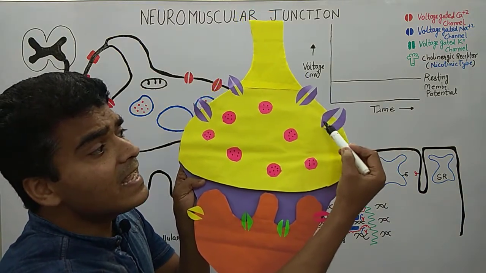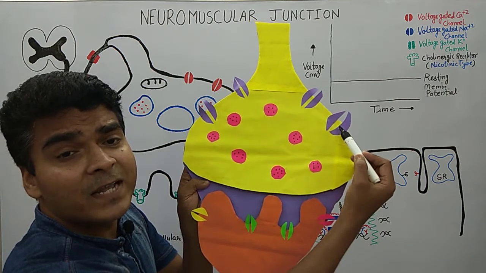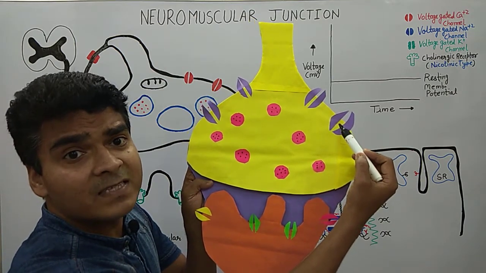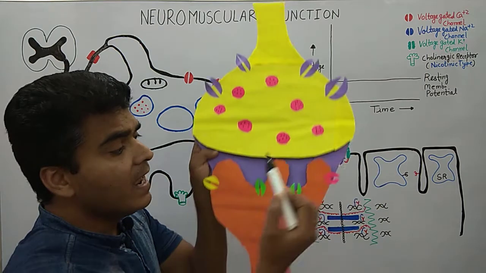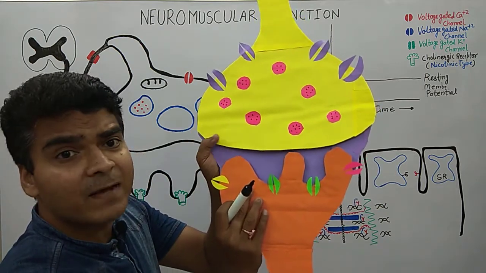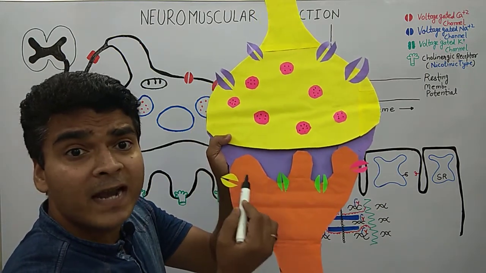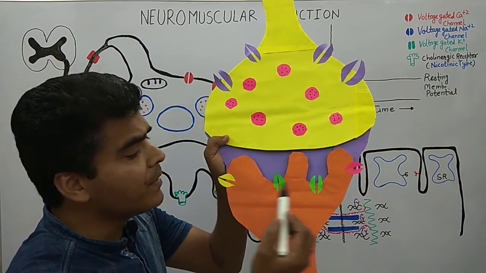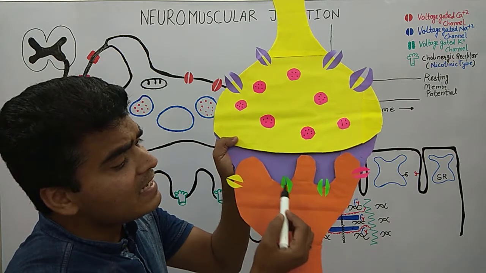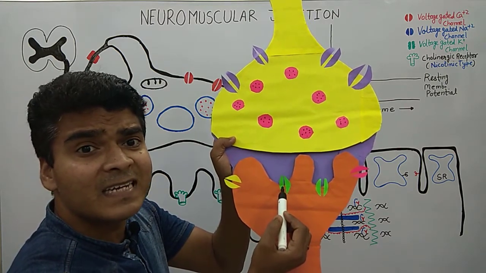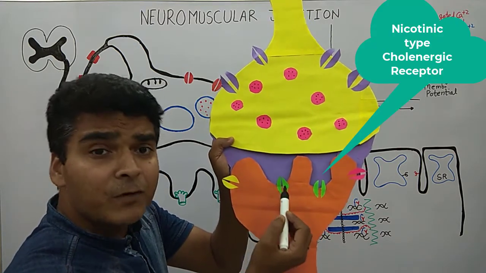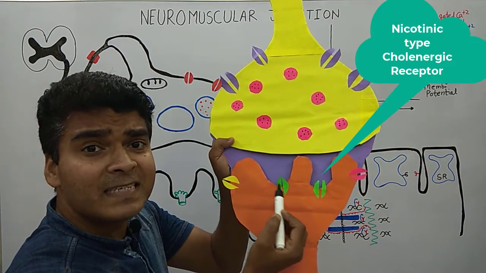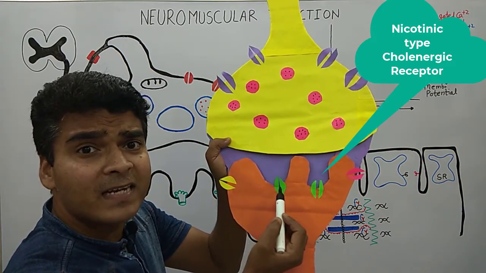This purple color channel is a calcium channel. This is a voltage sensitive calcium channel. And here I draw various other types of channels on the motor end plate, or we can say the sarcolemma, the muscle fiber sarcolemma. This green color structure we can consider as a nicotinic type of cholinergic receptor.